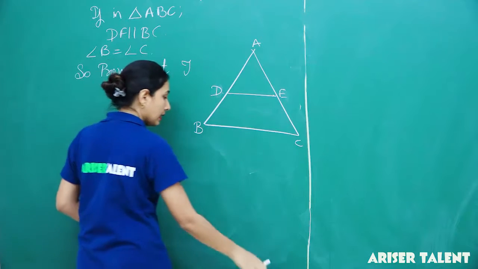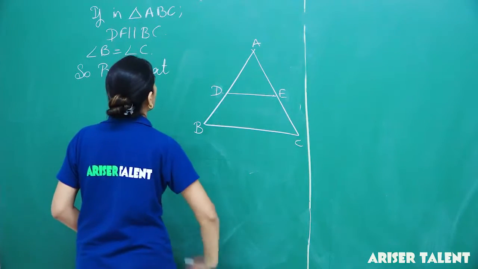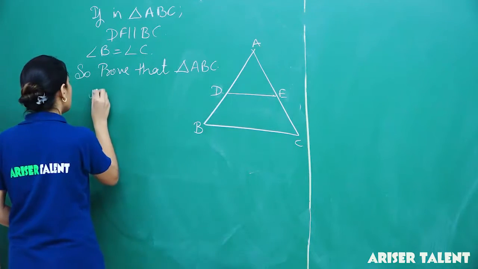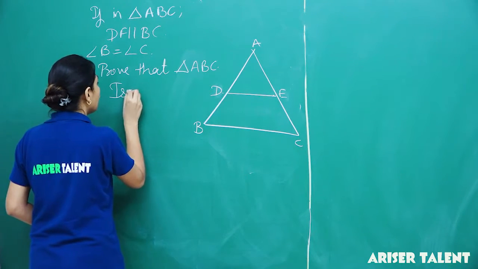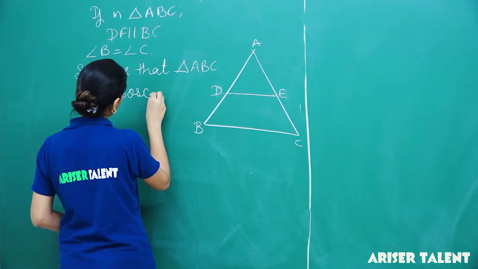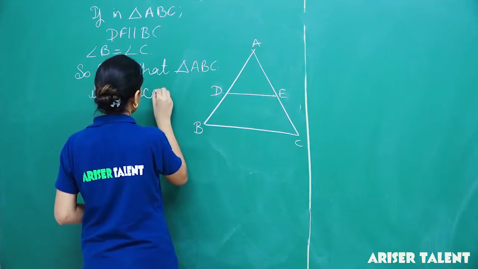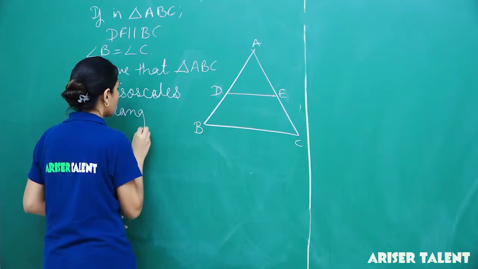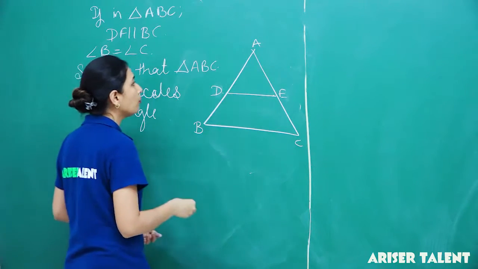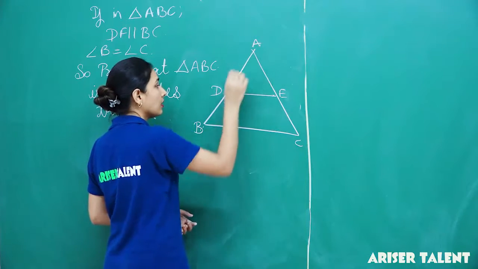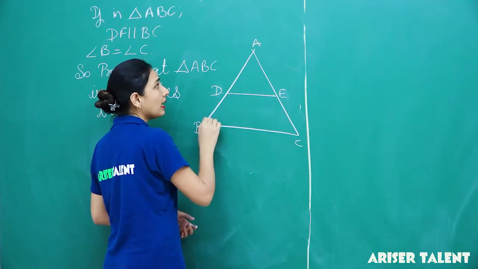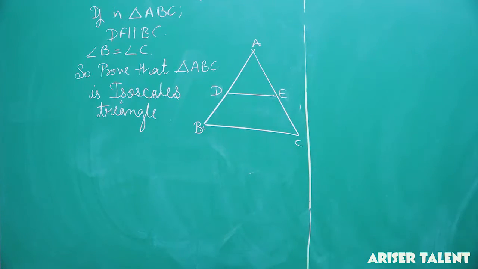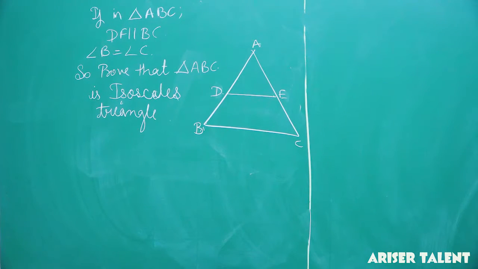this triangle ABC is an isosceles triangle, right? So to prove this, you have to prove that this particular line is equal to this line. Okay, note the question.